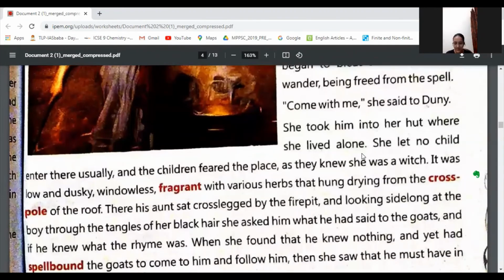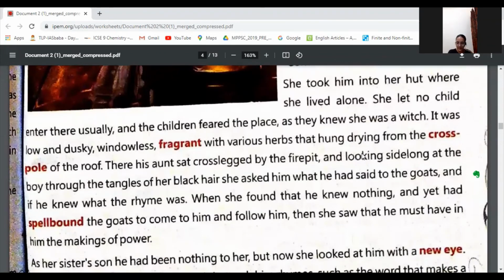"Come with me," she said to Duni. She took him to her hut where she lived alone. She let no child enter there usually. The children feared the place, as they knew she was a witch. It was low and dusky, windowless, with various herbs that hung from the cross pole of the roof. There his aunt sat cross-legged by the fireplace, looking sidelong at the boy through the tangles of her black hair. She asked him what he had said to the goat, and if he knew what the rhyme was. When she found that he knew nothing, and yet had spellbound the goat to come with him and follow him, then she saw that he must have in him the makings of power.